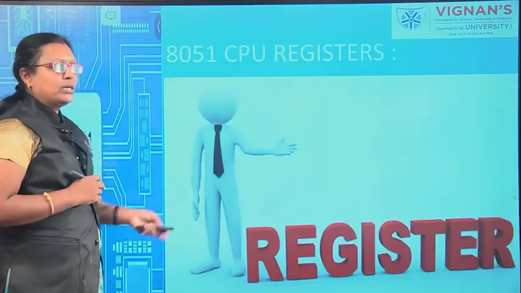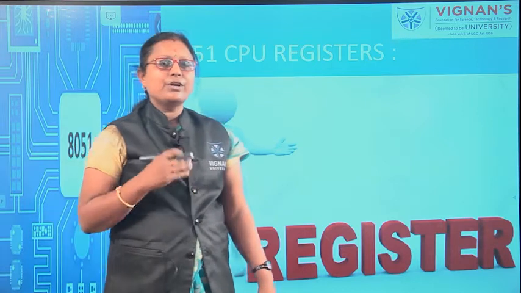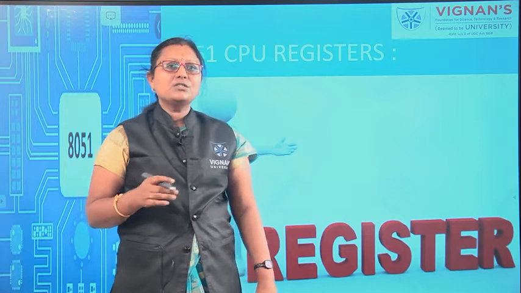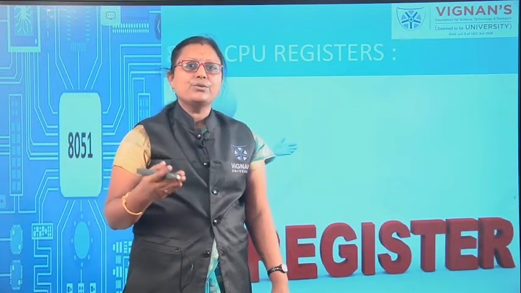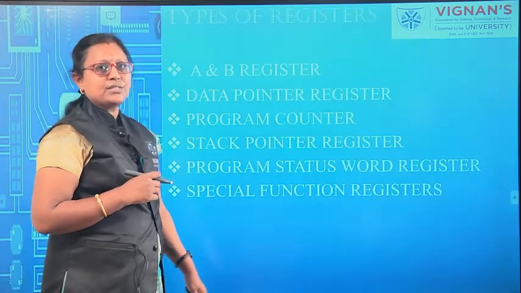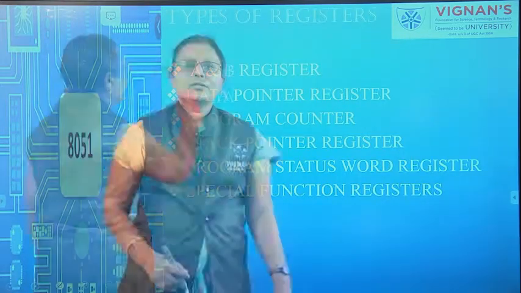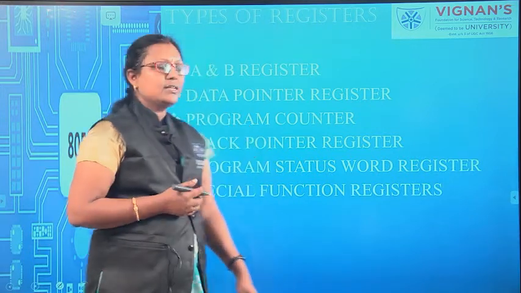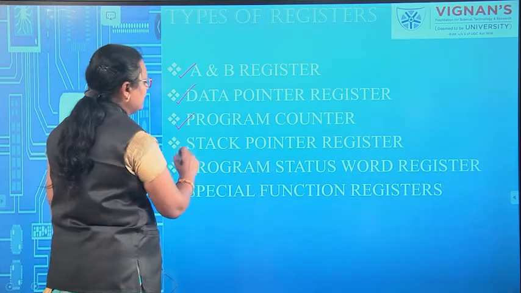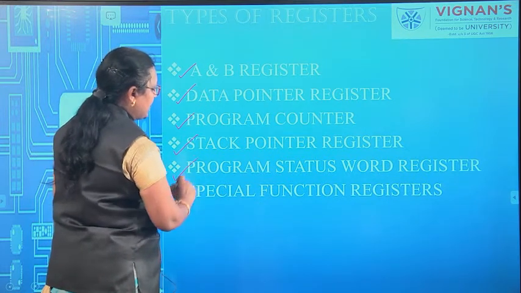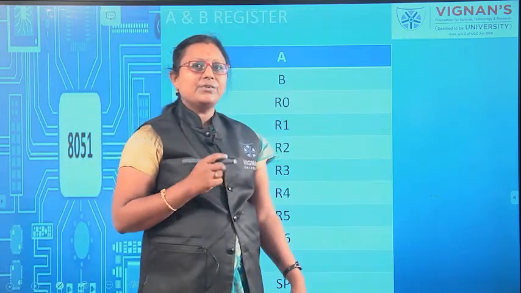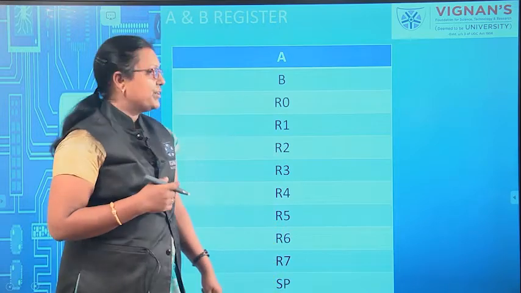In this session we are going to discuss the CPU registers. What is the meaning of register actually? Why are we going for registers? Register is nothing but a storage device where we can store the data temporarily, okay. There are several types of registers: A and B registers, data pointer register, program counter, stack pointer register, program status word register, and special function registers. We will see clearly about each and every register over here.